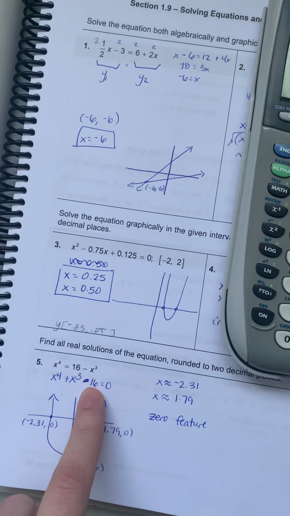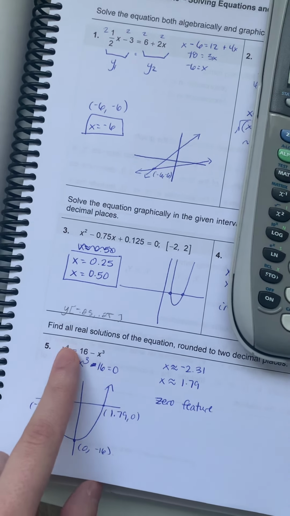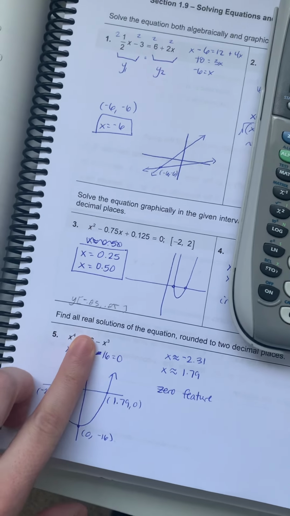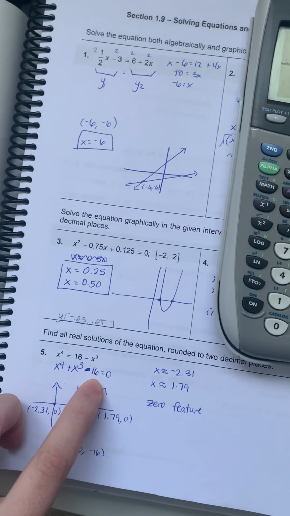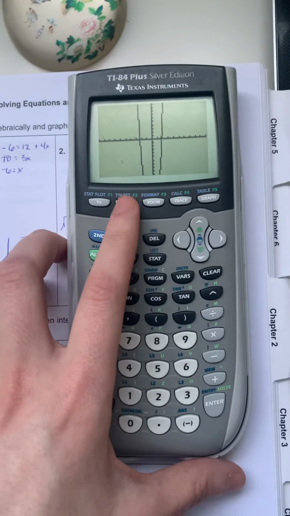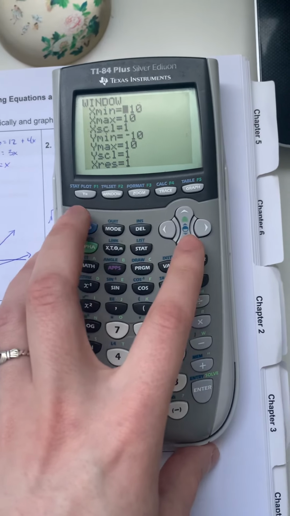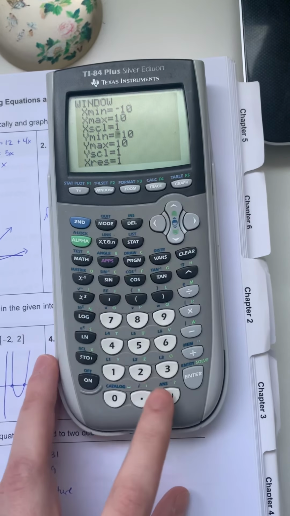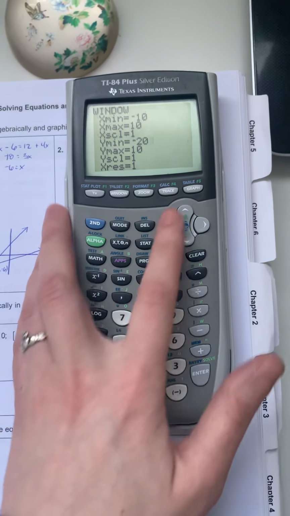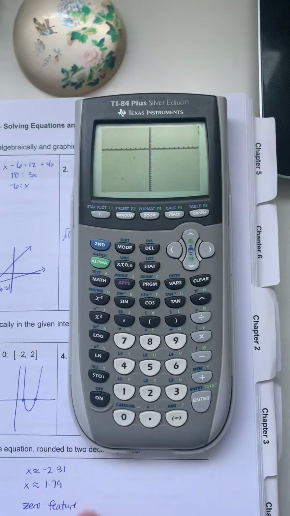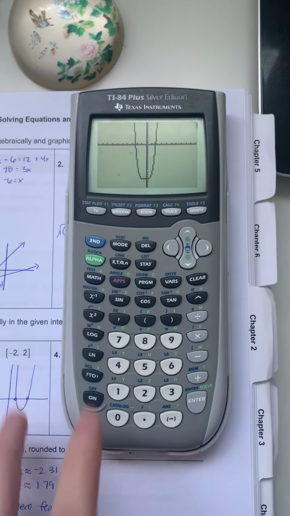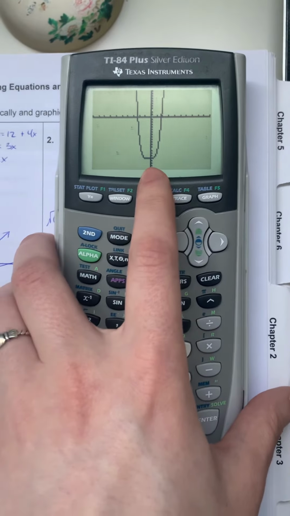So think about this as being your y-intercept, because if you set x equal to 0, those both go away. So negative 16 is your y-intercept. So for your y, you want to go down at least to 16. Well, let's go down to negative 20 and see if we can see it there. So let's graph this again. And there you go. And it is at negative 16.